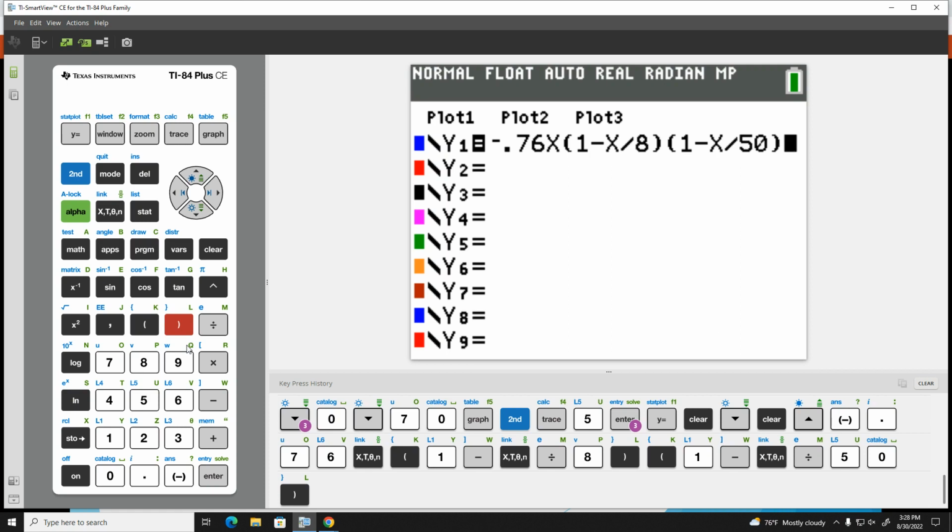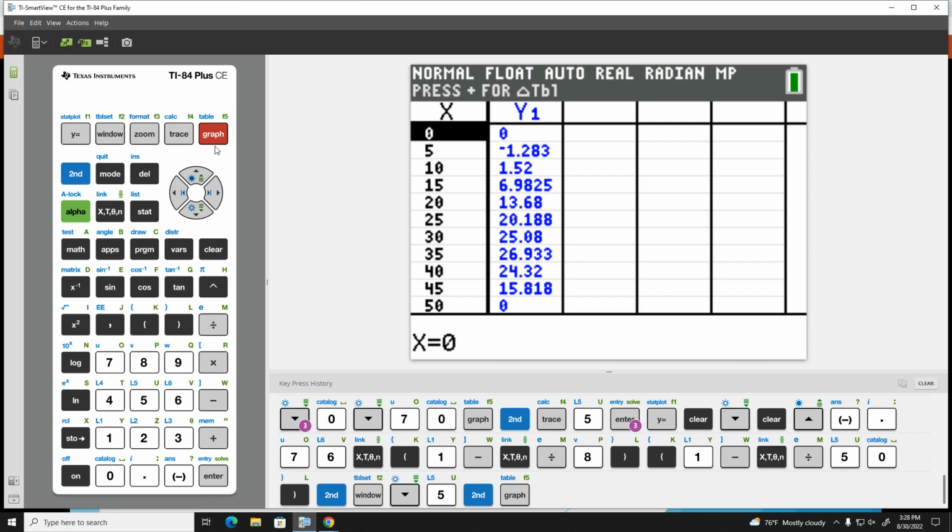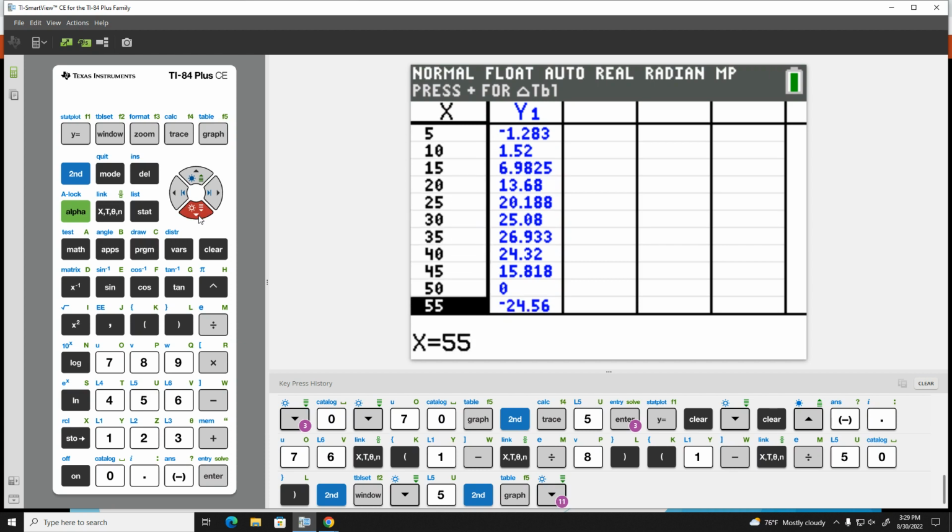When I don't know anything about a function, I want to look at values in the table. So I'm going to go second window to set up my table. The problem told me to look at values up to 60. So I'm going to start my table at 0, and I'm going to go up by 5s so that I get to 60 a little bit faster. And then I'm going to go second graph to look at my table. So I do see some negatives. I see positives. The highest positive I see is 26.93, but I do have to go to 60, so I'm going to scroll down here. Oh, negatives after that. Oh, very negative.